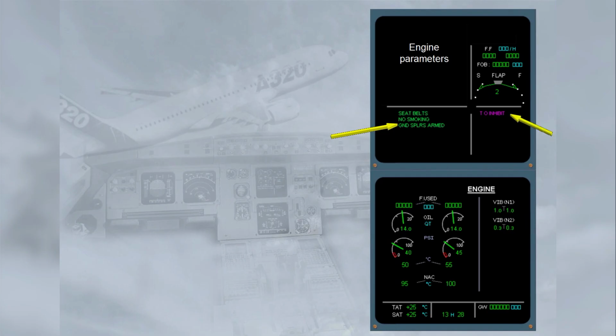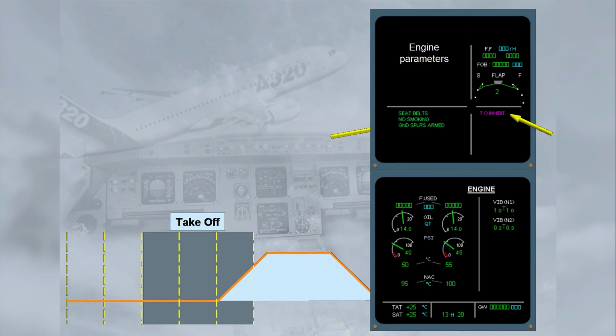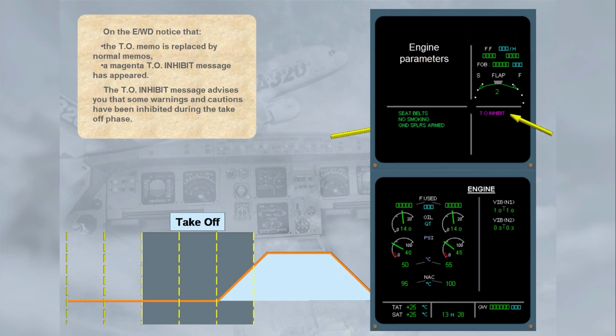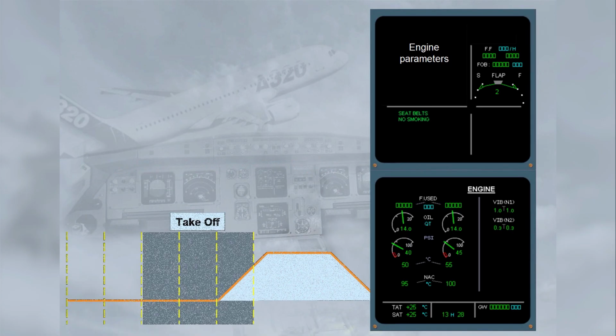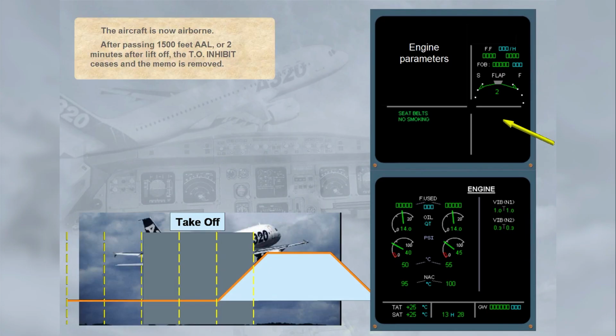A magenta takeoff inhibit message has appeared. The takeoff inhibit message advises you that some warnings and cautions have been inhibited during the takeoff phase. The aircraft is now airborne. After passing 1500 feet above aerodrome level, or 2 minutes after liftoff, the takeoff inhibit ceases and the memo is removed.